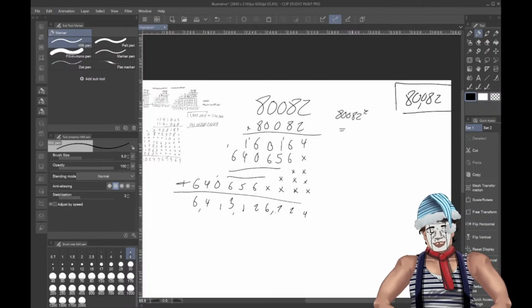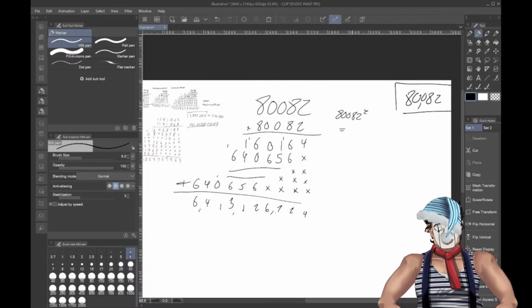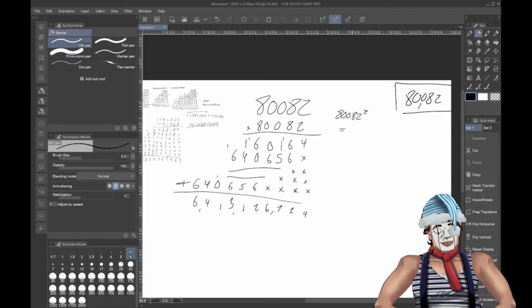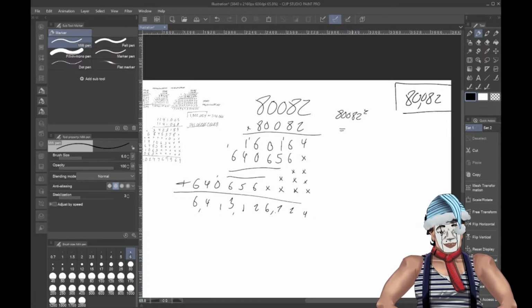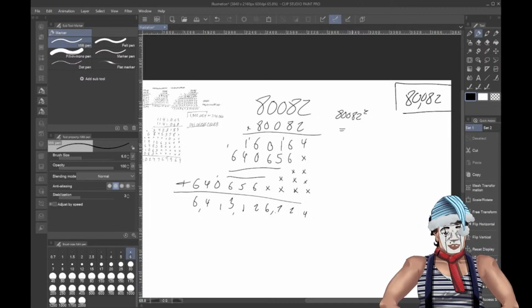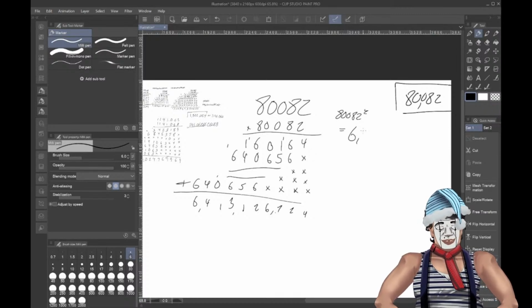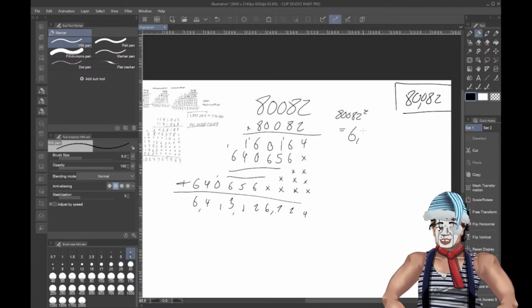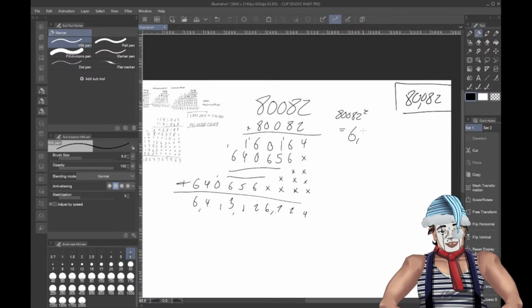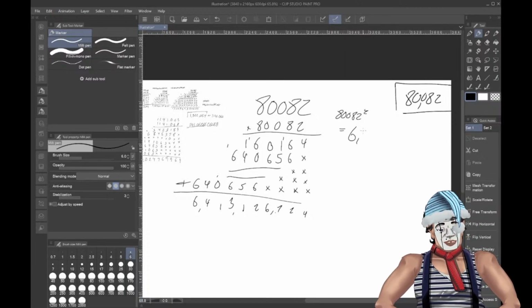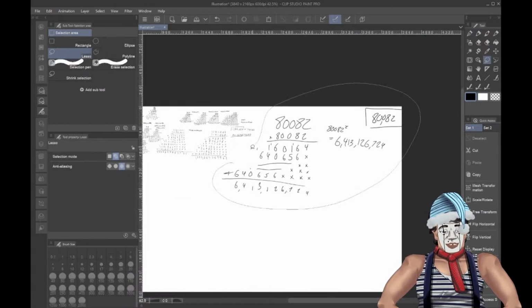6,413,126,724. Let's check the Pokédex of math, or calculator. 6,413,126,724. That's correct. Congratulations. We took this number and we squared it, so that's pretty cool. Who would have thought?